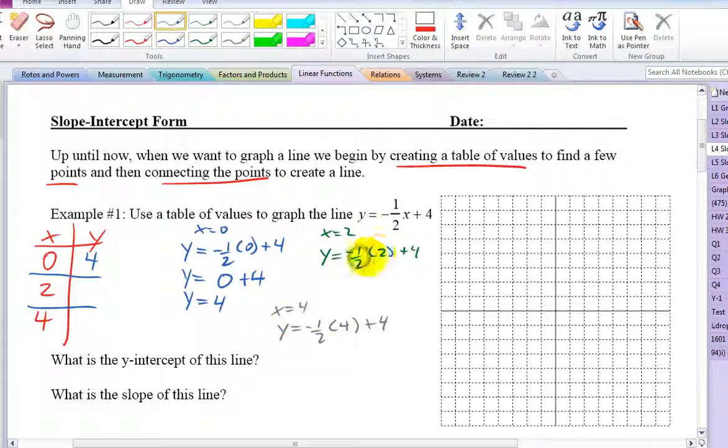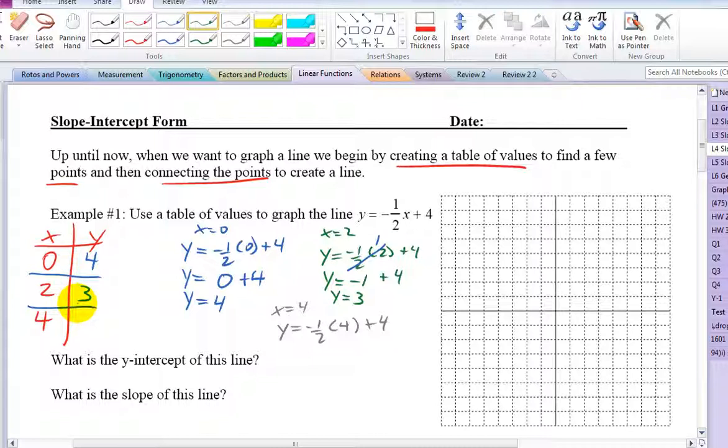What happens when you go negative 1/2 times 2? Well, let's cancel first. What's 2 divided by 2? 1. Well, it's super easy, isn't it? So now it's simply negative 1 times 1, negative 1 plus 4. And your answer is 3.